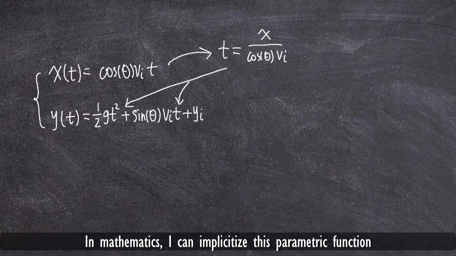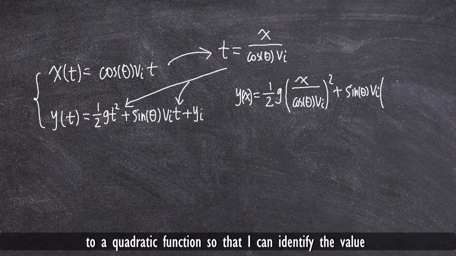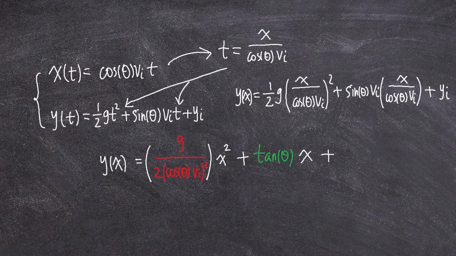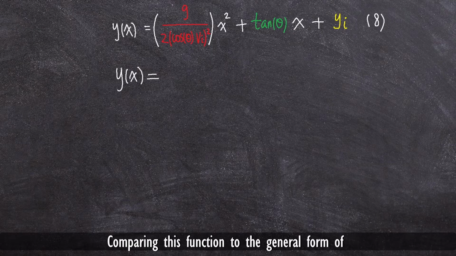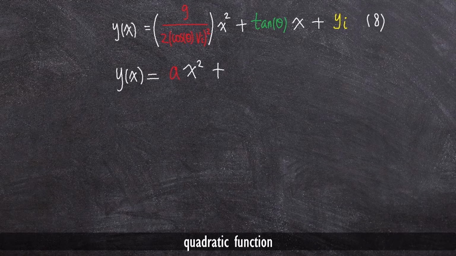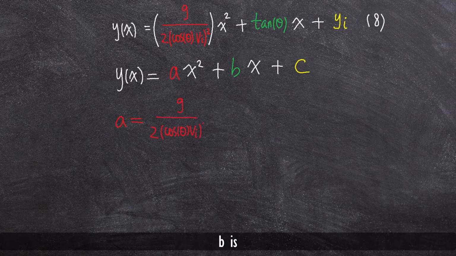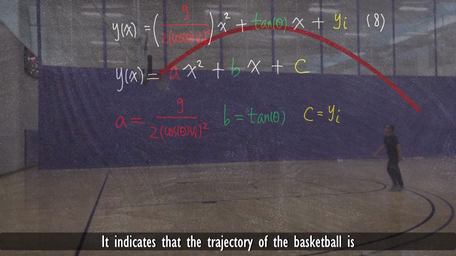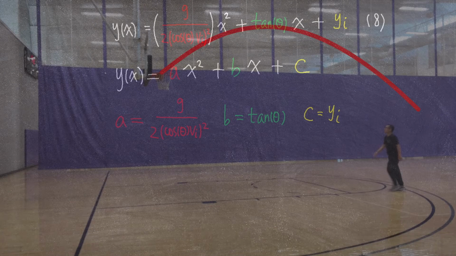In mathematics, I can implicitize this parametric function to a quadratic function so that I can identify the values of a, b, and c in the general form of a quadratic function. Comparing this function to the general form of a quadratic function, I can learn what a is, what b is, and what c is. It indicates that the trajectory of the basketball is a parabola.